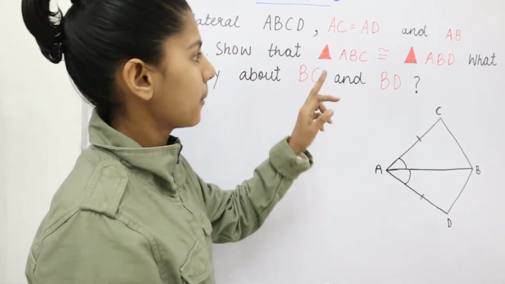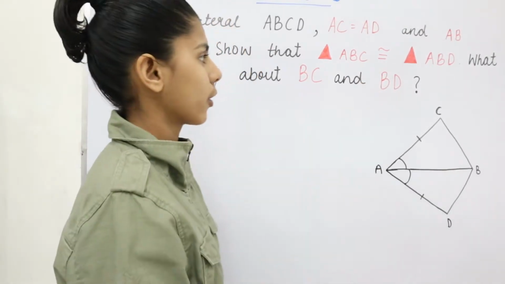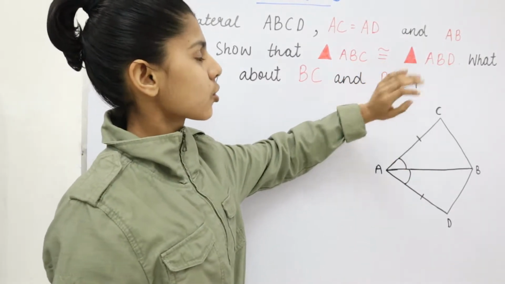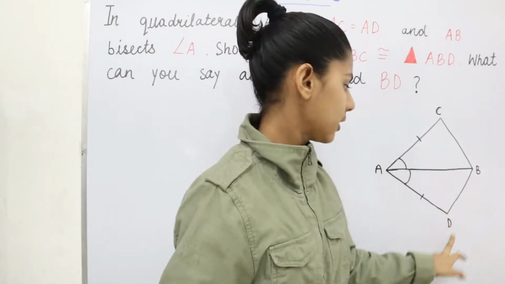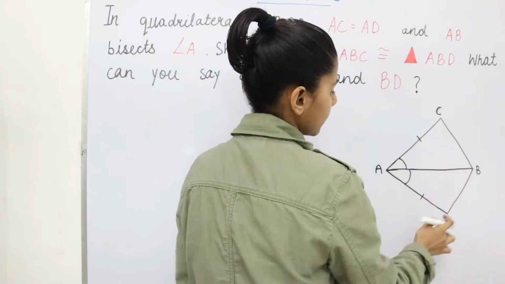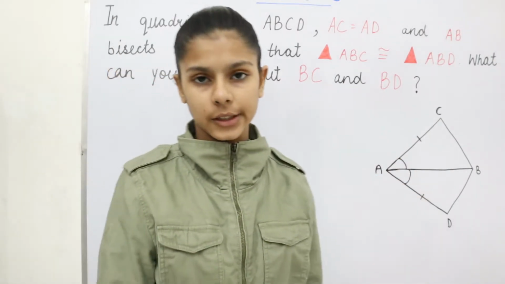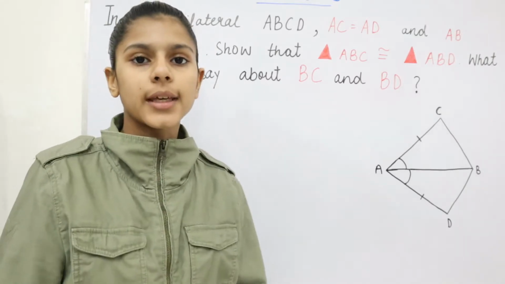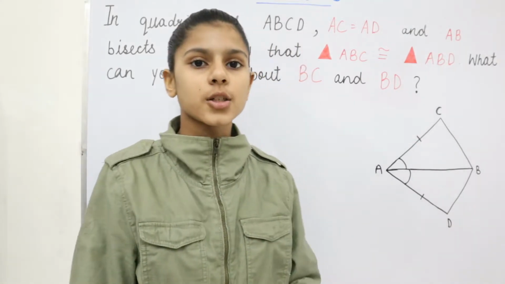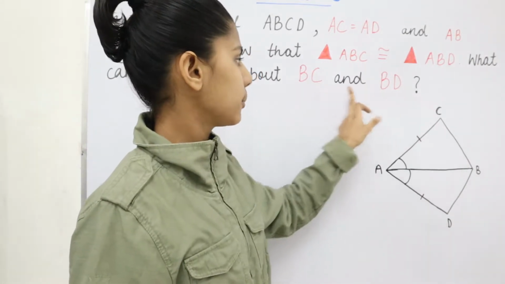Show that triangle ABC is congruent to triangle ABD. This is the sign of congruent, an equal sign with a curve on top. So we have to prove that triangle ABC is congruent to triangle ABD. Then what can you say about BC and BD? They are asking what we can conclude about these both line segments. First we are going to prove these both triangles congruent, and then we will write about BC and BD.